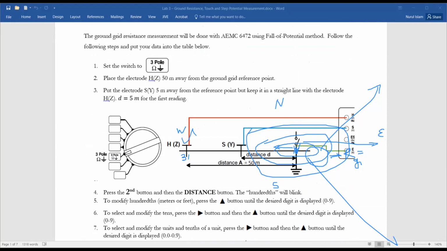Eric also. So this is the way you have to interpret how we can use this fall of potential method to find the ground grid resistance.